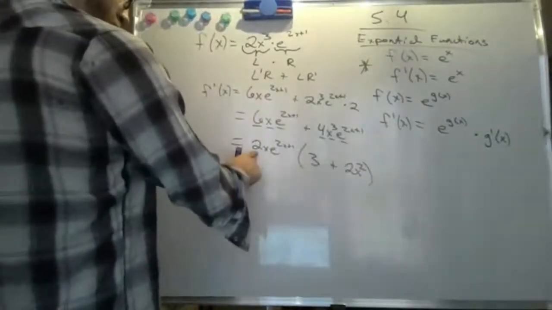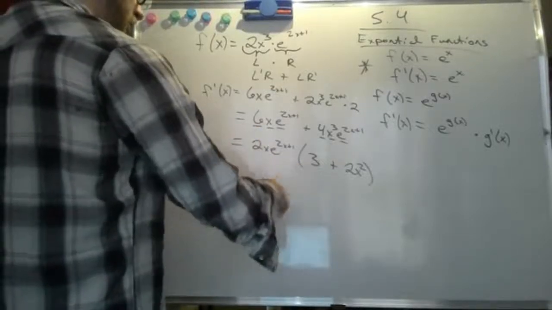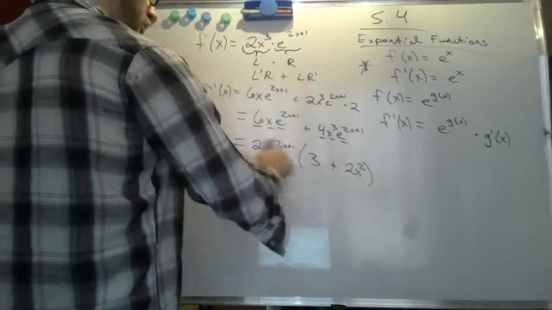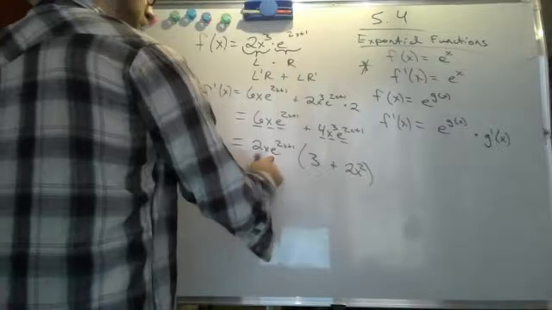So you got to do that right. 3 times 2 is 6. That'd be 6x e to the 2x plus 1. Good. 2 times 2 is 4. X squared times x is x cubed. That'd be 4x cubed times e to the 2x plus 1.